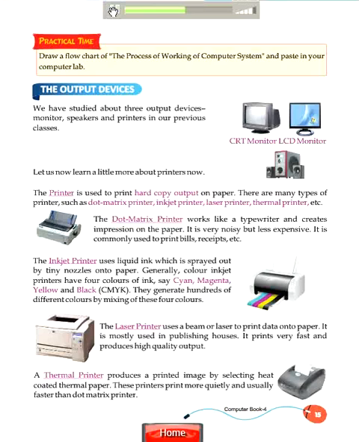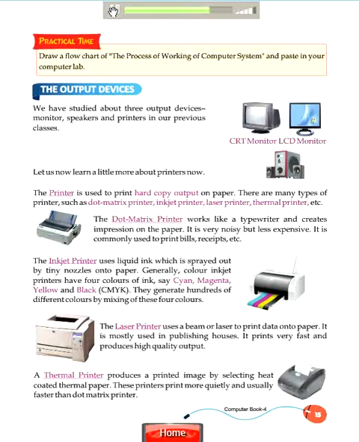The inkjet printer uses liquid ink which is sprayed out by tiny nozzles onto paper. Generally, color inkjet printers have 4 colors of ink, that is cyan, magenta, yellow and black, CMYK. They generate hundreds of different colors by mixing these 4 colors.